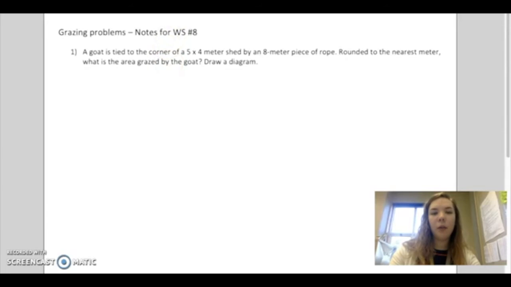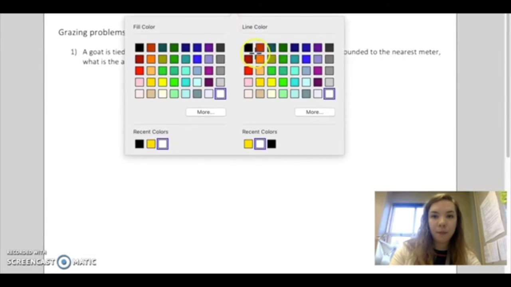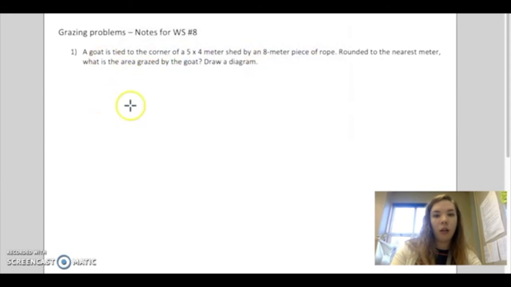All right, today we're going to work on these grazing problems, which allow us to take what we've been learning about composite areas and kind of put them all into one problem. So we're going to draw this diagram together first. On your assignment, they're drawn for you, except for the area they graze, but they're started for you. So we're going to go ahead and start with a 4 by 5 meter shed. And these are not going to be to scale, but we'll try to get close.